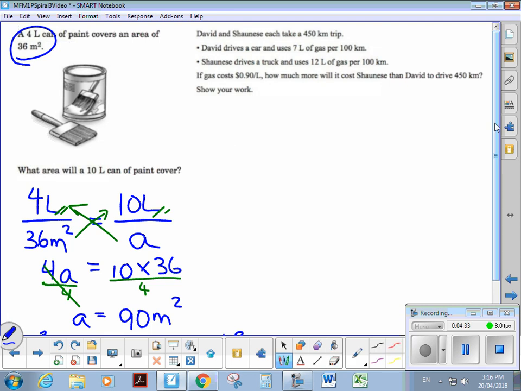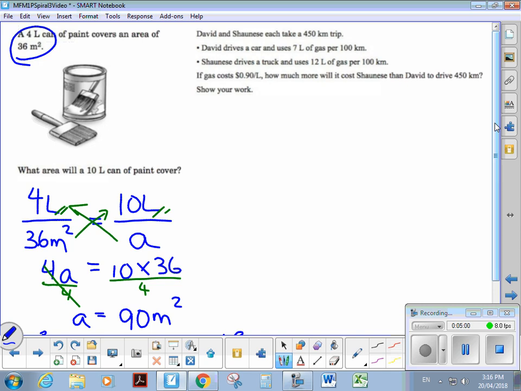So David and Shanice each take a 450-kilometer trip. David drives a car and uses 7 liters of gas per 100 kilometers. Shanice drives a truck which uses 12 liters of gas per 100. Gas is 90 cents. How much more will it cost Shanice than David to drive 450? So yeah, this is definitely a short answer question. Lots going on here.